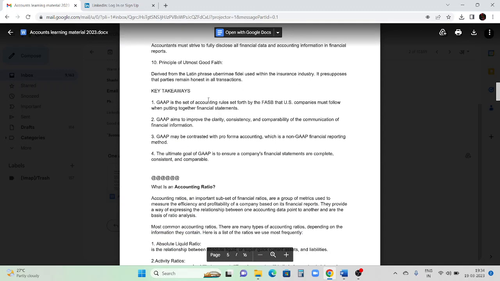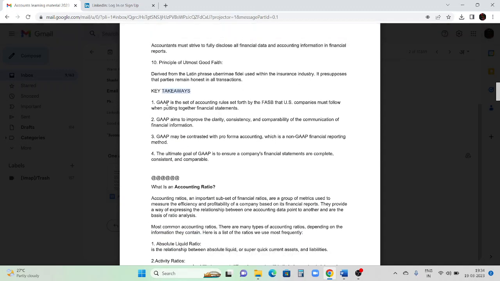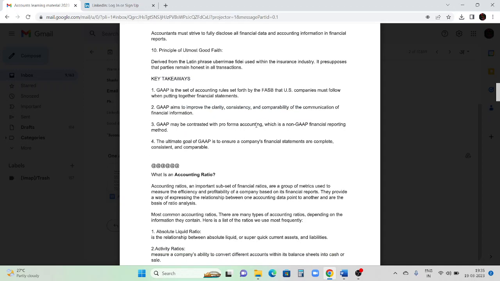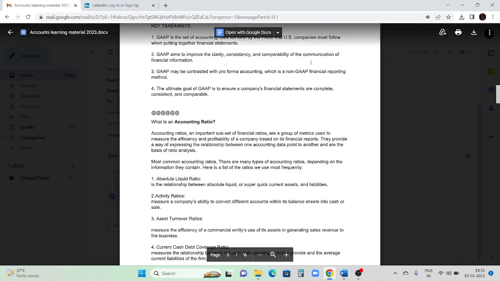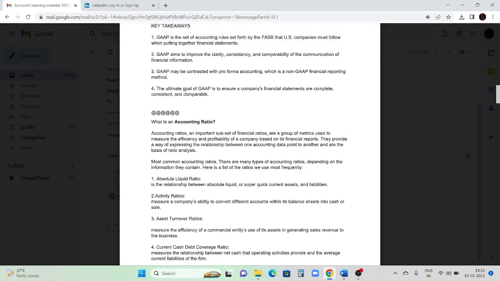Then the next is a short note, just a brief intro of what they have given above. GAAP is a set of accounting rules set forth by the FASB that US companies must follow when putting together their financial statements. GAAP aims to improve the clarity, consistency, and comparability of the communication of financial information. GAAP may be contrasted with pro forma accounting, which is a non-GAAP financial reporting method.